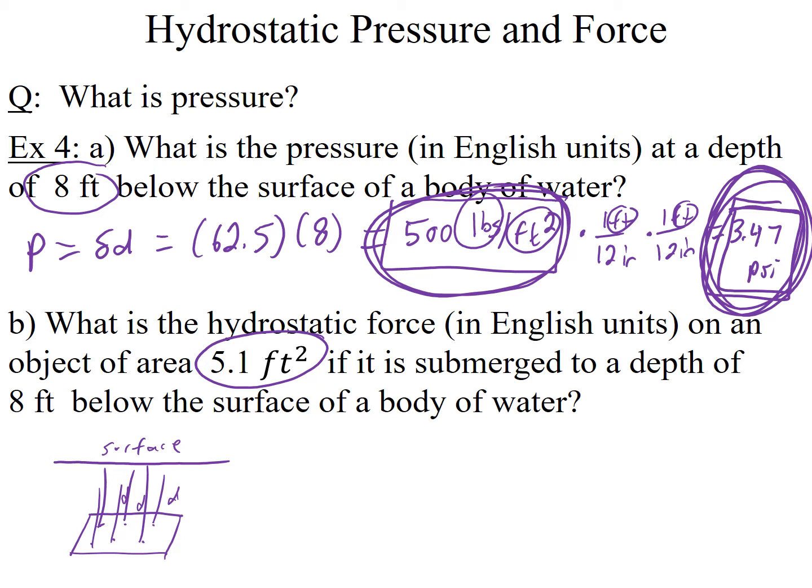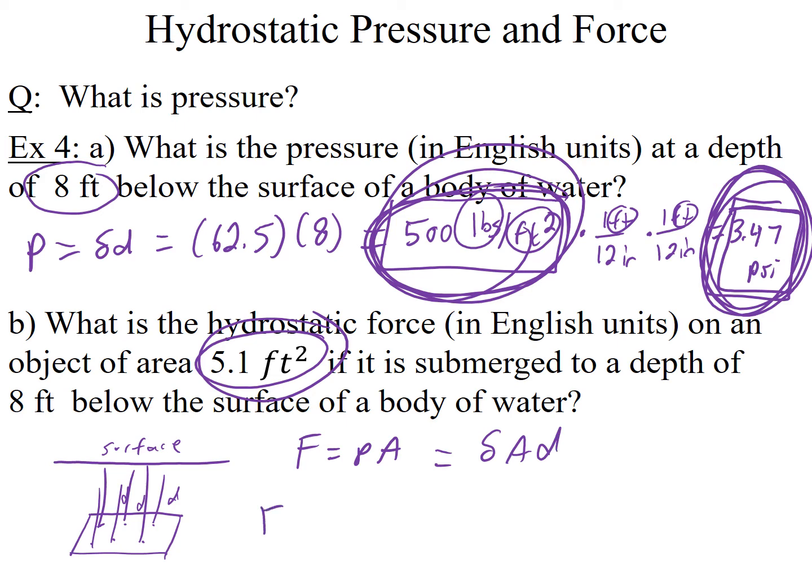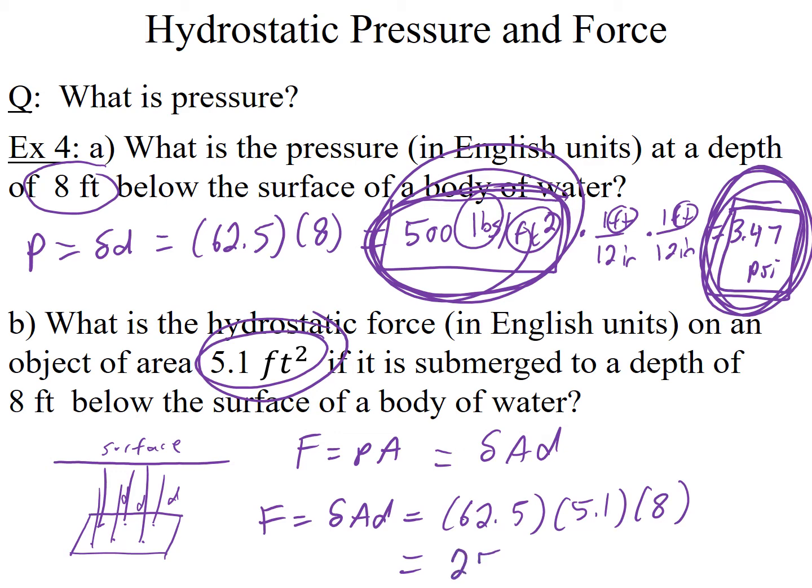Okay, so how do you find the force? Again, there's two ways. One, you could do pressure times area. You could use this pressure here and multiply by the area and be done. Or you could use the other formula that's delta AD. So either one of those. Let me go ahead and use just the second one, but it doesn't really matter. So delta AD, so 62.5 times the area 5.1 times the D, which is 8. And let's see. I'm getting 2,550 pounds.